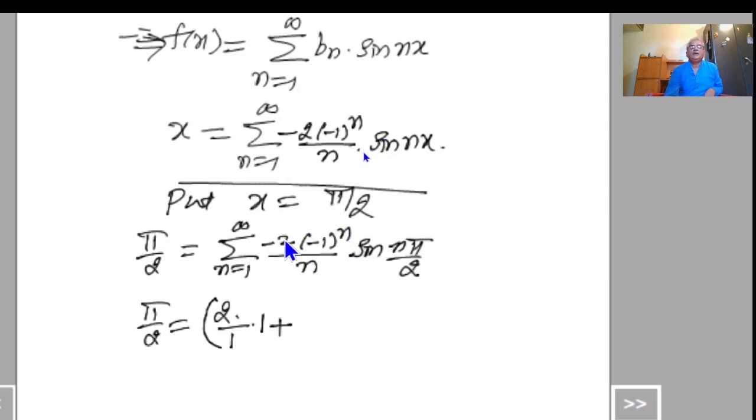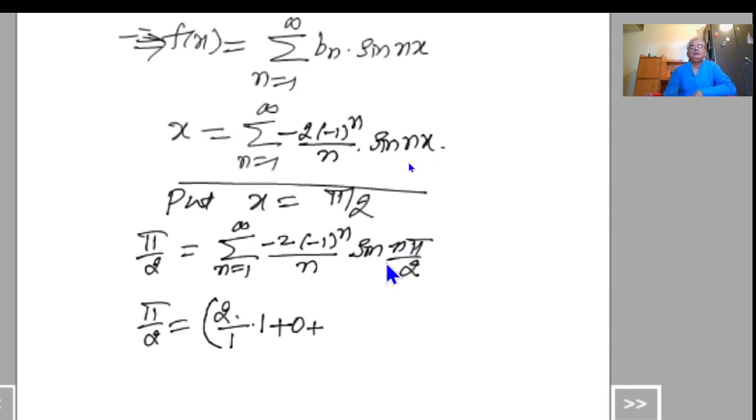And this becomes minus 2 into 1 divided by this becomes 2. Here what is happening is, if I put n equal to 2, the 2 gets cancelled. Then I am getting sin of pi. What is the value of sin pi? It is equal to 0. That is, for n equal to 2, this value is equal to 0.